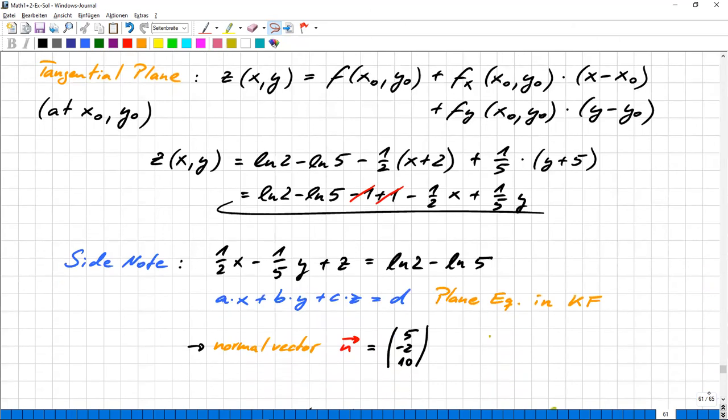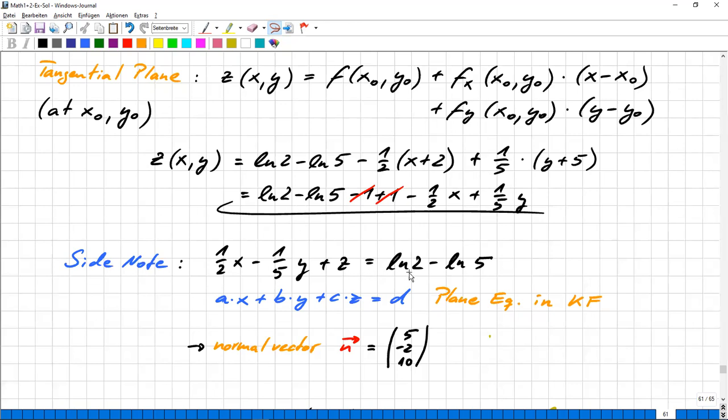Just look, if I pull all the terms containing any variable to the left side. So I leave this z to be here it is. And then I pull 1/2 x to the left side with a positive sign, and 1/5 times y with a negative sign, -1/5 times y. So then I have all my three coordinates here in a linear combination, and I leave the constant on the right-hand side.